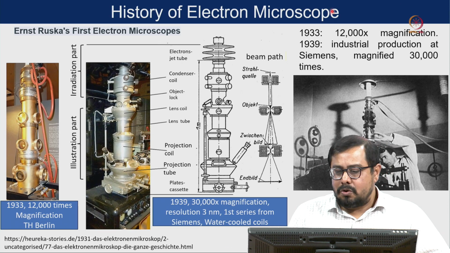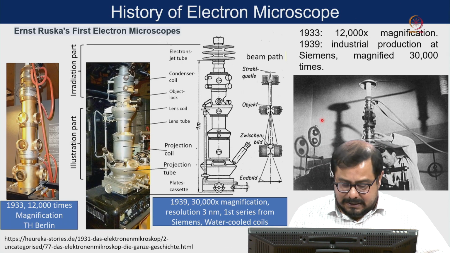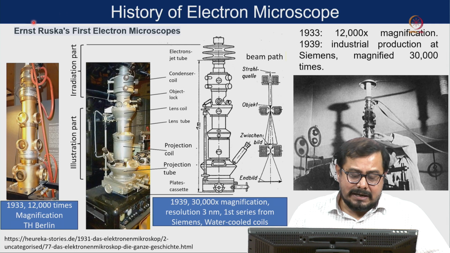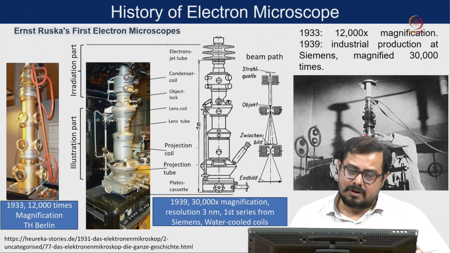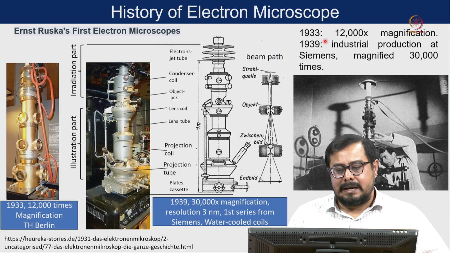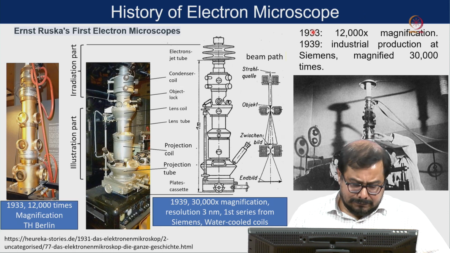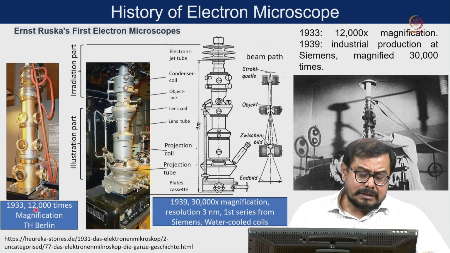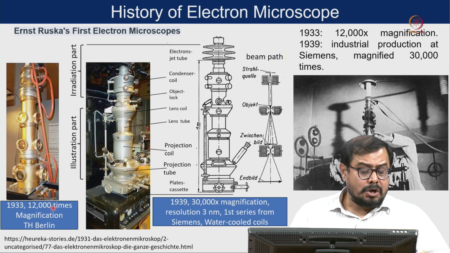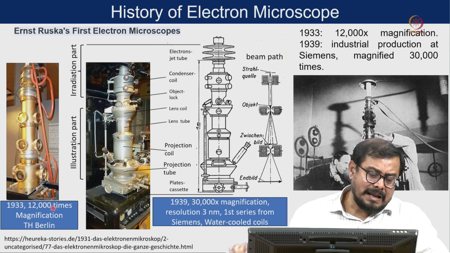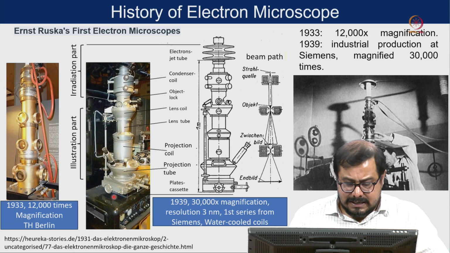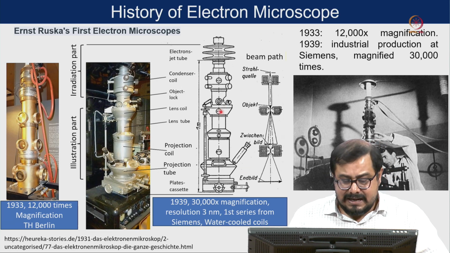Here, Ernest Ruska is the first person. This is Ernest Ruska's first electron microscope. He discovered the first electron microscope in 1933, and at that time the magnification was 12,000. This is the first microscope which was made, and this is the design.